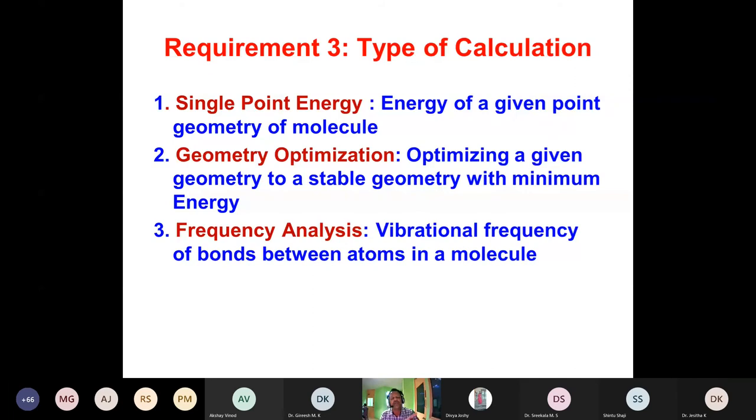And the third type of calculation is the vibrational frequency of bonds present between the atoms in a molecule. So there are three types of calculation, or job type, in computational chemistry. Our job type is single point energy, geometry optimization, or frequency analysis. So we are almost done.